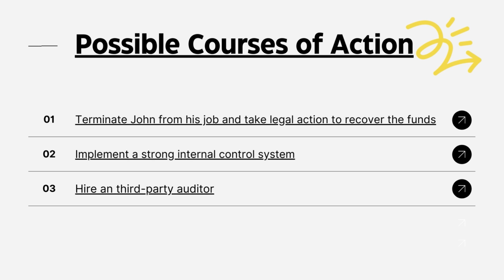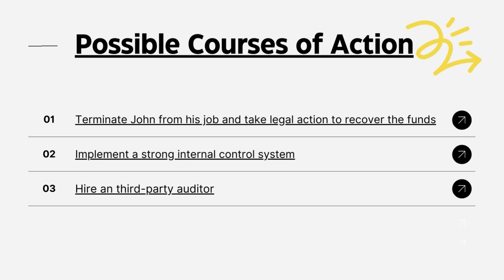Second is to implement a strong internal control system. This option involves implementing a strong internal control system that includes segregation of duties, regular audits, and strict adherence to accounting standards. This would prevent fraudulent activities and ensure accurate financial reporting. However, this may be costly and time-consuming to implement.